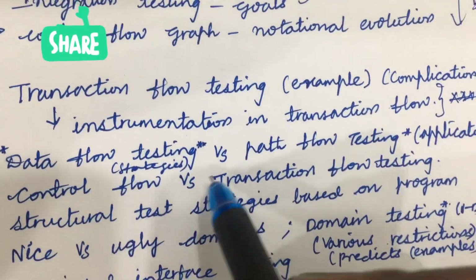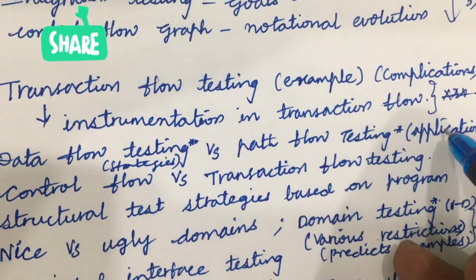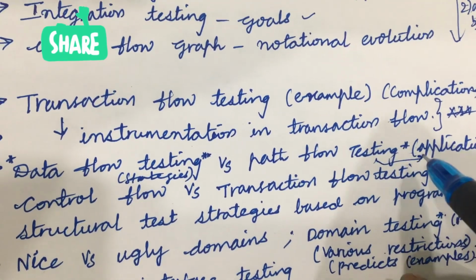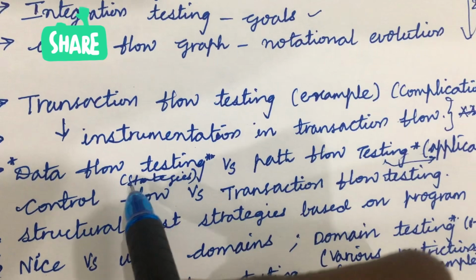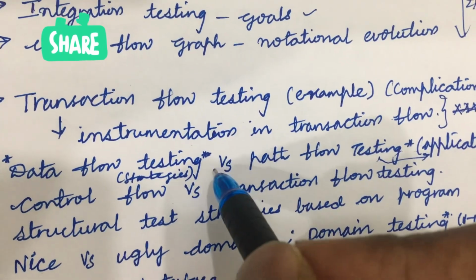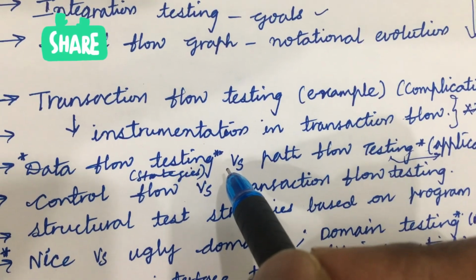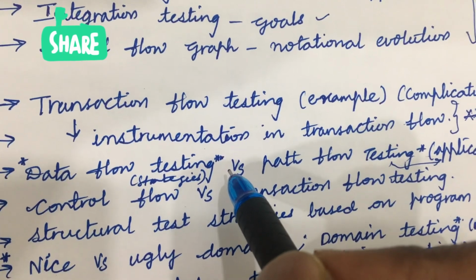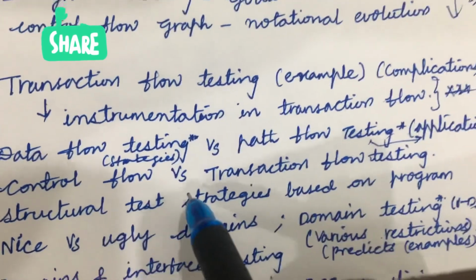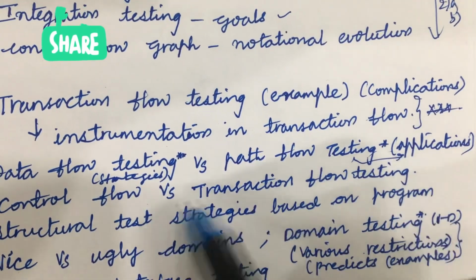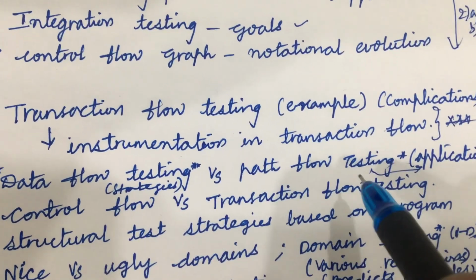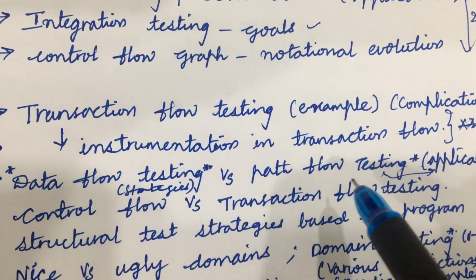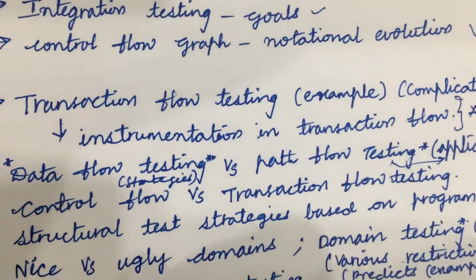Later, data flow testing versus path flow testing and the applications of these testing methods, as well as many times data flow testing strategies were asked, and this is also one of the guaranteed questions, dear students, in 3B. Later, control flow versus transactional flow testing, the differences. In order to write a theory paper, I have uploaded a video in this channel. Please go through it and work accordingly to score better marks.